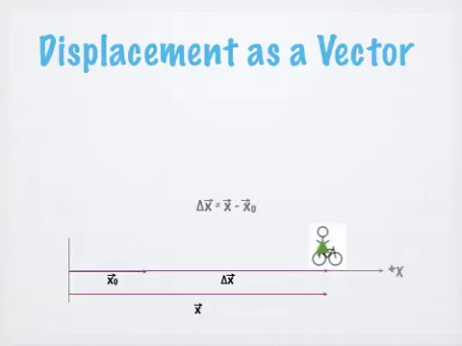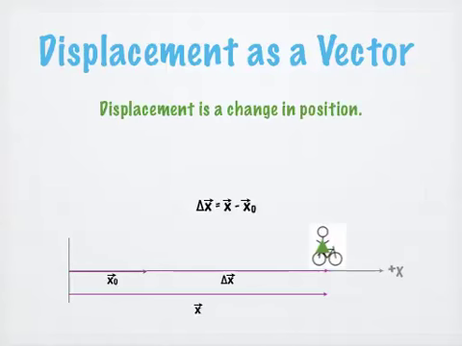Displacement is a change in position, and the Greek letter delta denotes a change. Delta x, then, is the change in the position, or the displacement, of me and my bicycle.